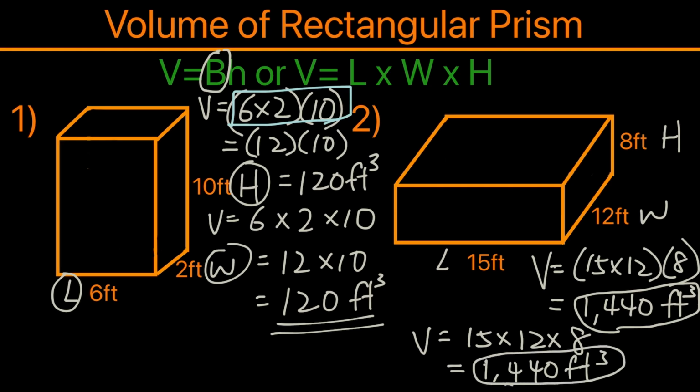So these are 2 examples of how you would find the volume of a rectangular prism. Hopefully this is helpful to you, and thank you for watching.